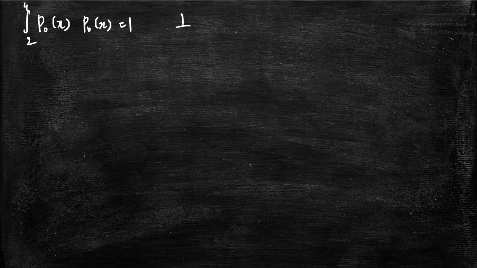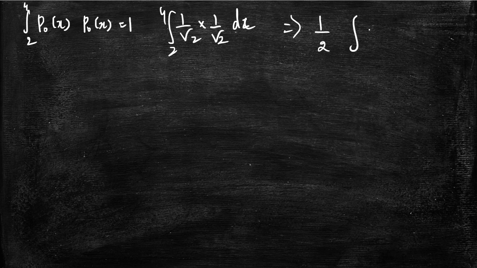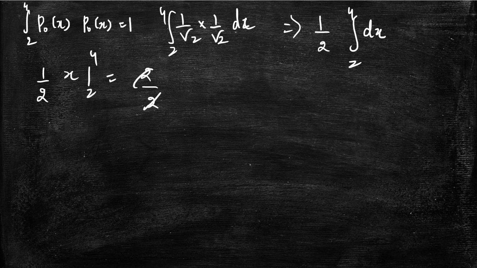So P naught of x is 1 by root 2 into 1 by root 2 into dx from 2 to 4. So which will be 1 by 2 dx from 2 to 4, 1 by 2 x from 2 to 4 will be 4 minus 2, which is 2, 2 by 2, which is 1, and this satisfies.